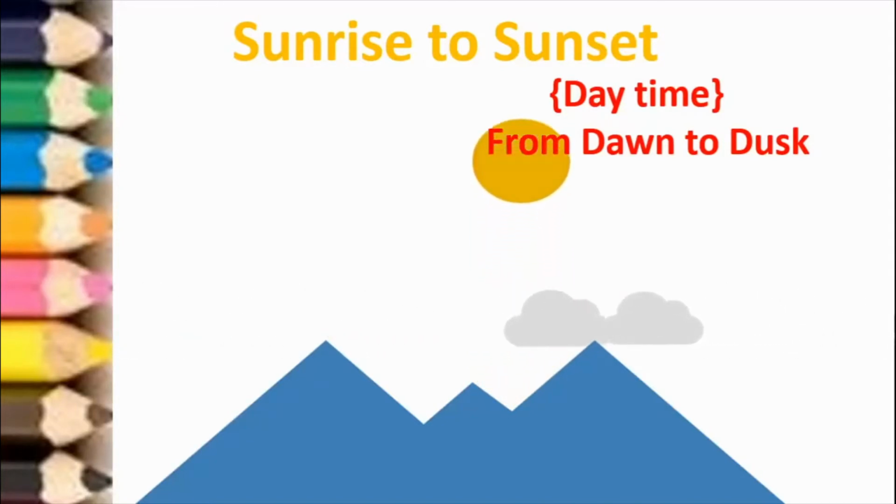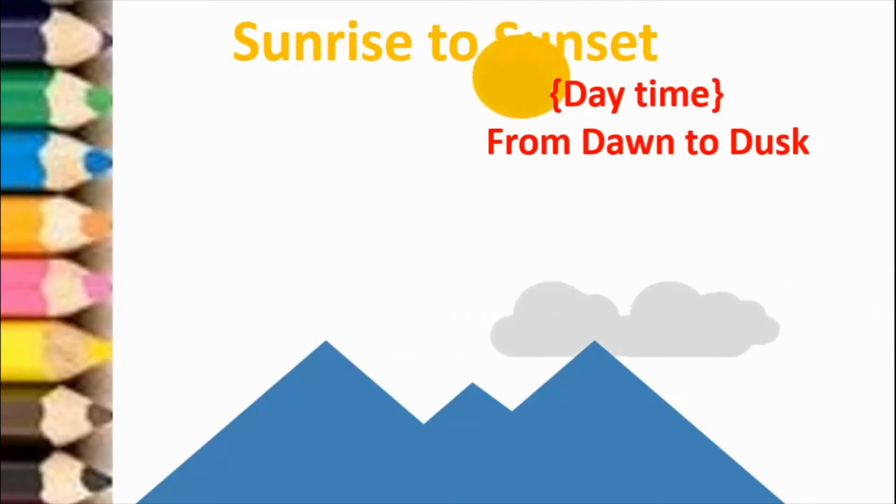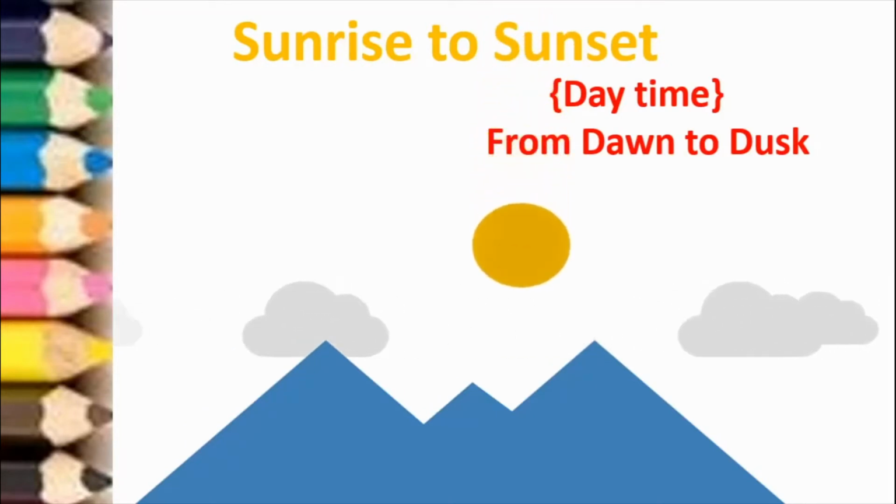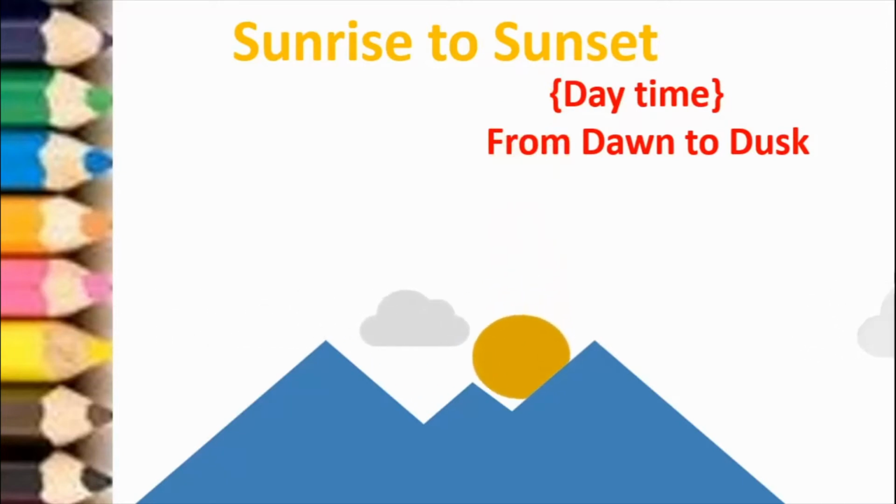Sunrise to sunset. See, the sun is rising, rising. Now it will set. Now you will see it coming down. So sunrise to sunset, we will call it daytime. See how it is rising, na?